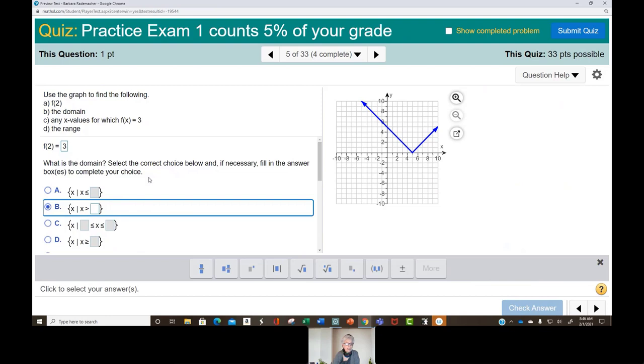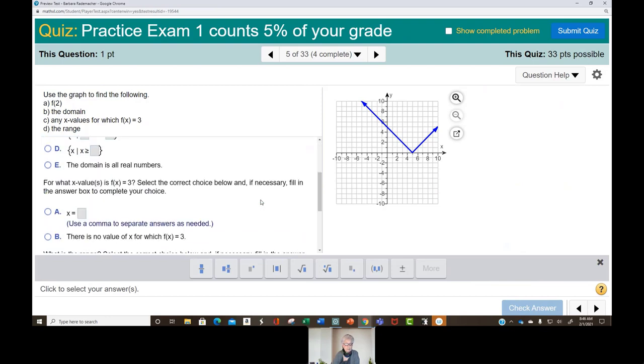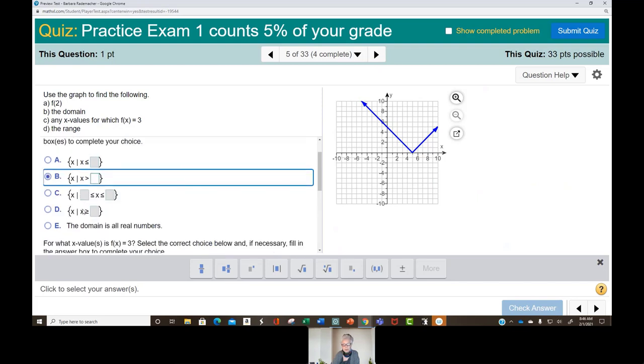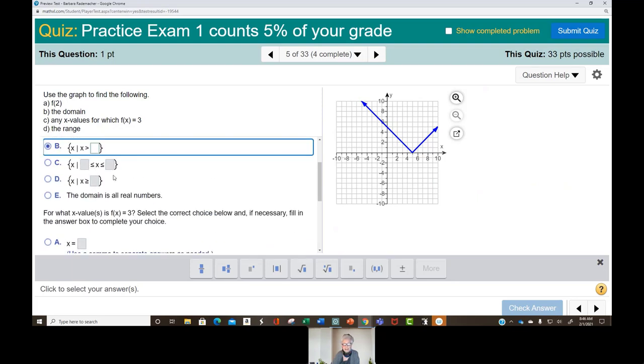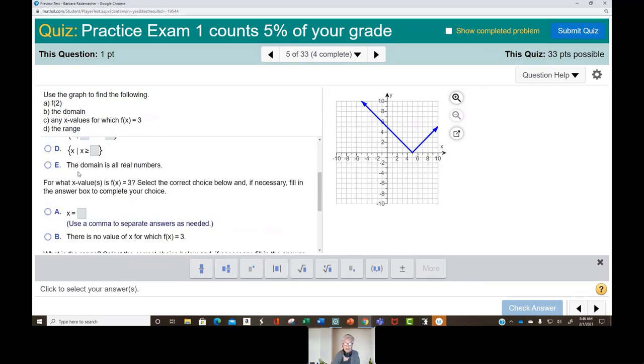Okay, now, what is the domain? This is in set builder notation. So the domain is not B, I just happened to click there. The domain is the entire x-axis, which in set builder notation is all real numbers. Because those are the only kind of numbers you have on the x-axis or the y-axis.